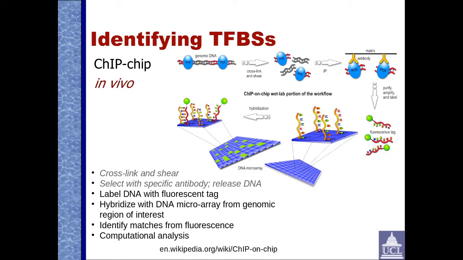There's also a variation of this known as ChIP-chip, which is doing this chromatin immunoprecipitation on a chip. So the first stages are similar, that we're cross-linking and shearing and then selecting with a specific antibody, but we can then release the DNA and label it with a fluorescent tag. We can then hybridize the fluorescently labelled DNA with a microarray of fixed DNA sequences from the genomic region of interest. And then we can identify the matches from fluorescence and perform computational analysis to find out what we have.